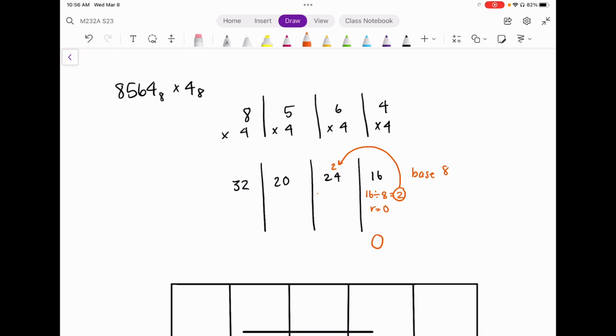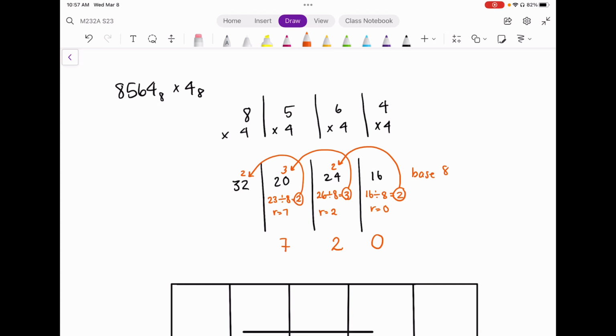Now I have 26. 26 divided by 8 is 3, which is 24 with a remainder of 2. That means that I drop the remainder of 2 down and I carry over the 3 into the next column because I have 3 8s in that group. 23 divided by 8 is 2, which is 16, and that's a remainder of 7. So I drop down that 7, I carry over the 2, and I have 34.